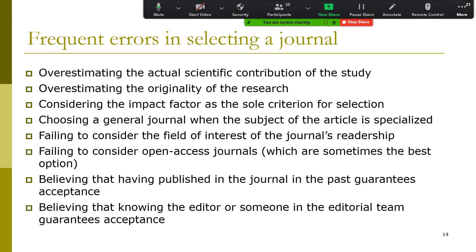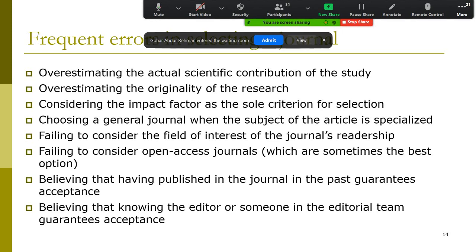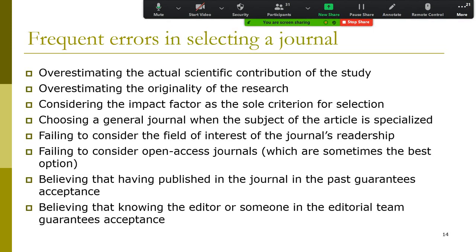So considering the impact factor as the sole criterion for selection. Impact factor is one of the criteria, but it is not the sole criteria. Sometimes we cannot find a good impact factor journal. So in this case, we should send our article to any other journals. So there is a large list of journals. Choosing a general journal, when the subject of the article is specialized. So try to publish your articles in the specialized subject journals only.